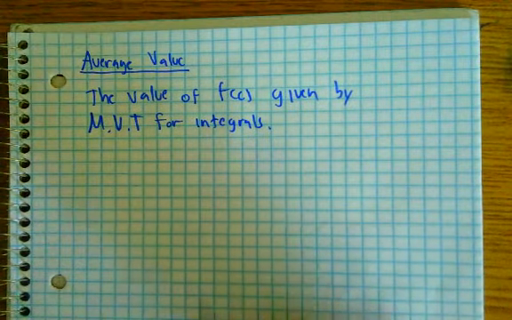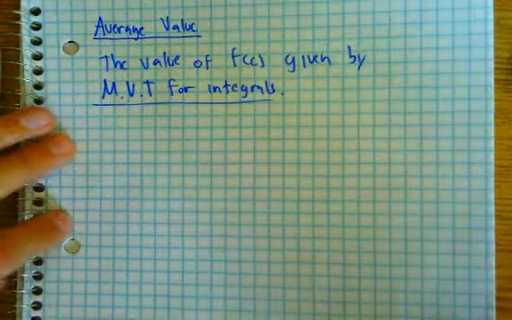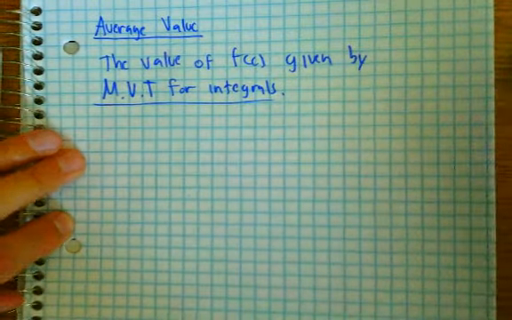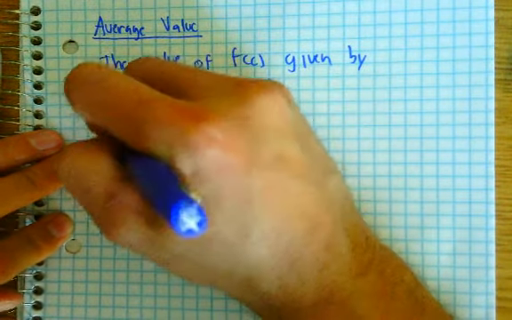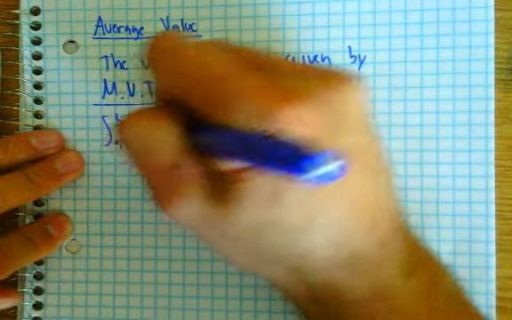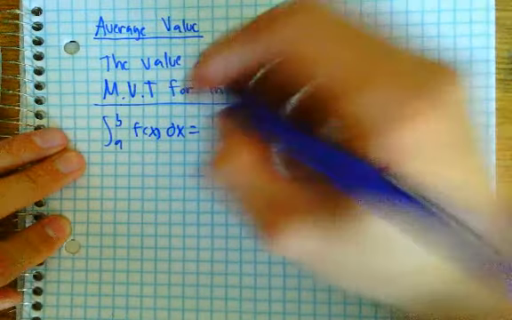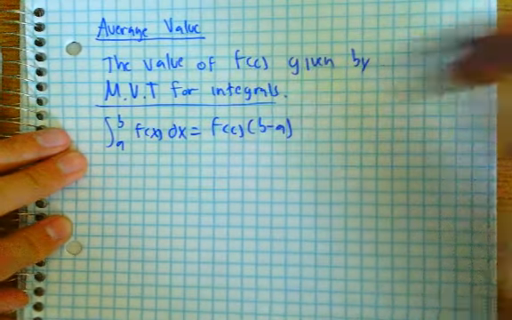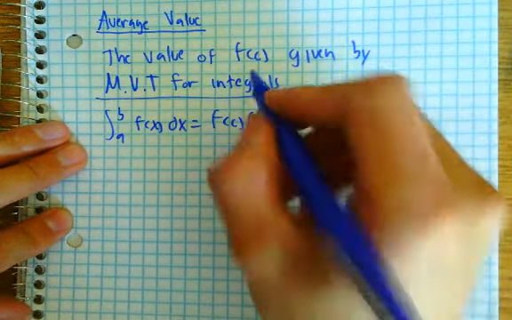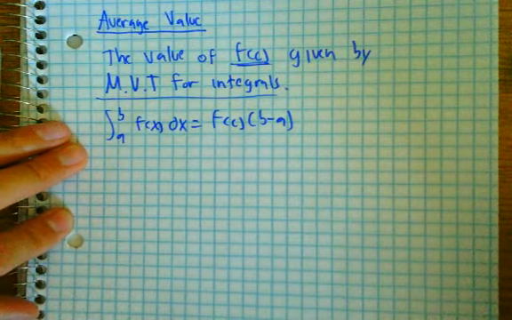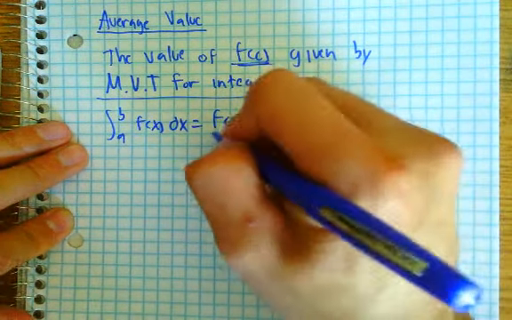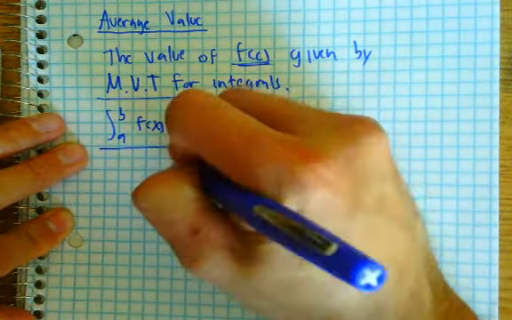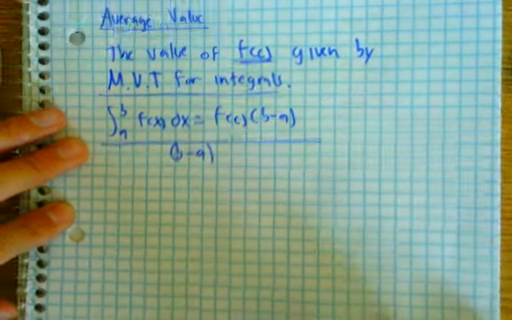So hold on, wait a second. Let's just go ahead and review what this is one more time. So we know, according to the mean value theorem for integrals, that if we have an integral from a to b of f of x dx, that has to be equal to f of c times b minus a. Well, if what we care about is f of c, the value of f of c, then I can solve for f of c by dividing the entire thing by b minus a.